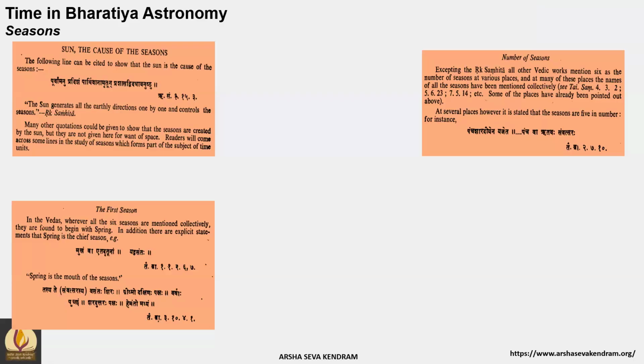But the translation says spring is the mouth of the seasons. So I was just wondering. I remember, because I'm just learning this, I noticed that the pattern "Samvatsarasya Vasanta Shirah" repeats, right? Whose translation is this? Which book is this from?